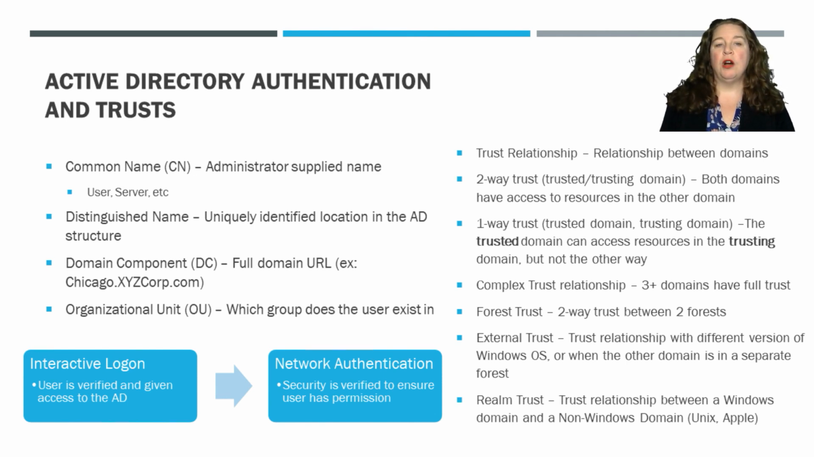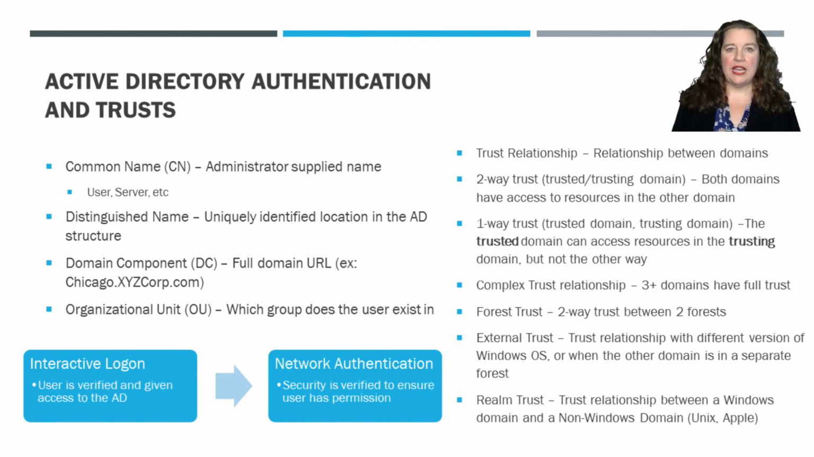We also have what we call a distinguished name. A distinguished name uniquely identifies the location inside of that structure. So you noticed on the previous slide that we'd structured our Active Directory so that everybody could figure out where they were, whether you were down Chicago sales and inside of there, which means your distinguished name is going to be your common name in association with your domain component, which is the full domain URL. It also will include your organizational unit. So what group does it exist in?